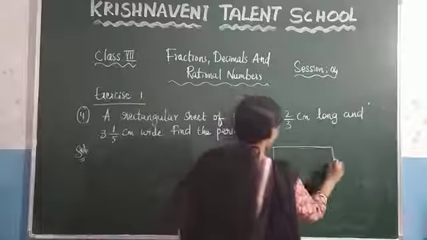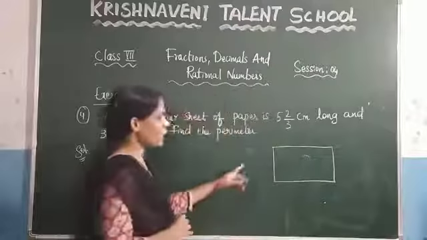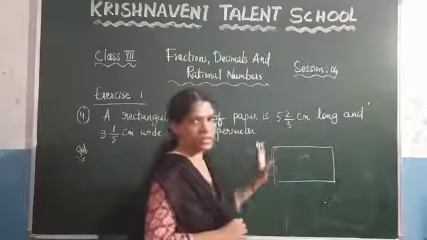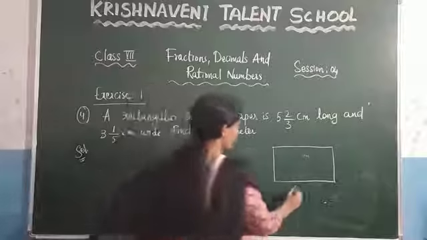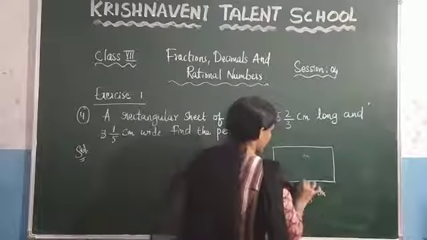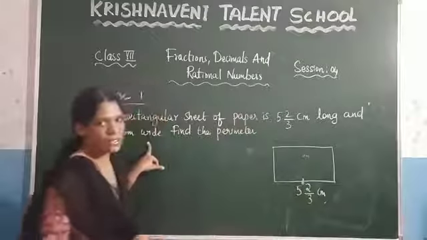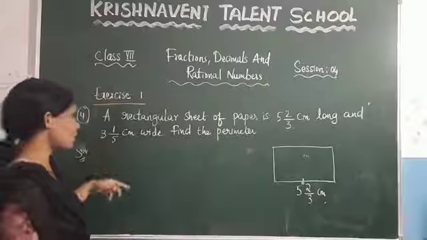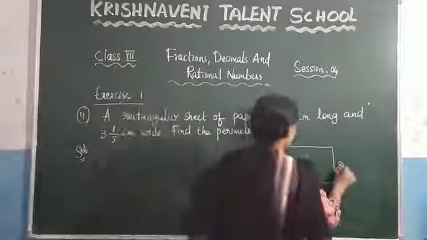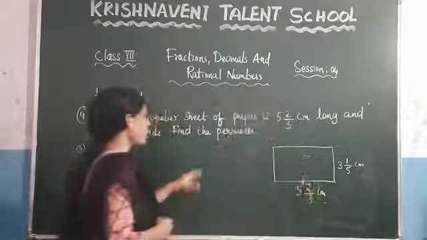Here, one rectangular sheet is there. The sheet is in the form of a rectangle. They have given the length, which is 5 2/3 centimeters. This is the length they have given. And they have given the breadth, which is nothing but the width, 3 1/5 centimeters. And they asked us to find the perimeter.